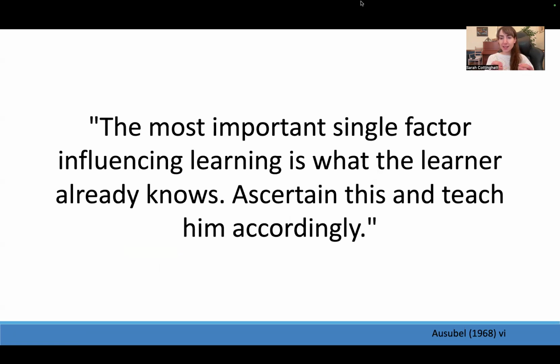Today, we're going to dig down into what this means. It's quite a famous quote by David Ausubel. It often gets cited, but there's a lot to it, and there's a lot more than you'd think. So we're going to look at what this means for teaching and for our learners.